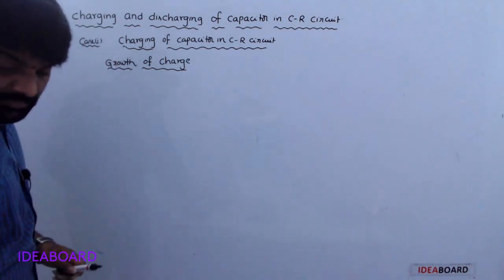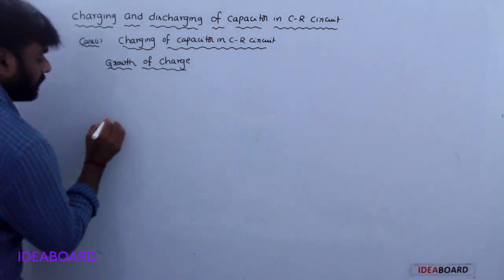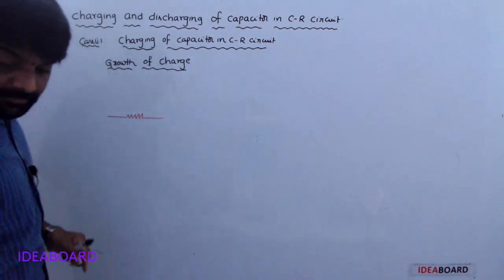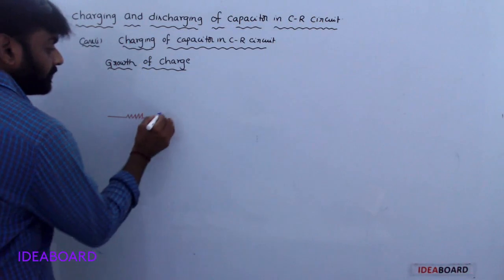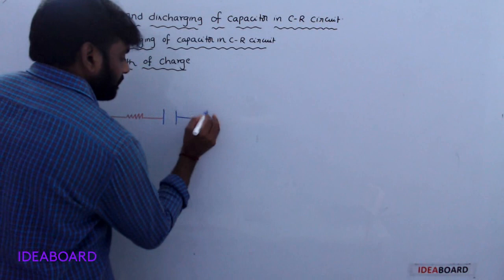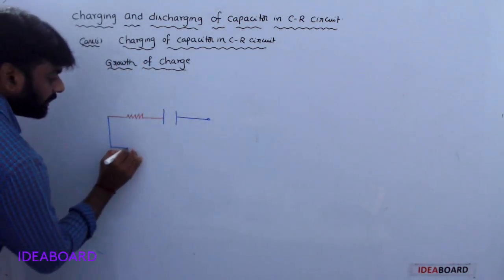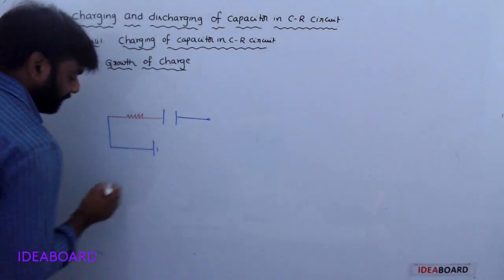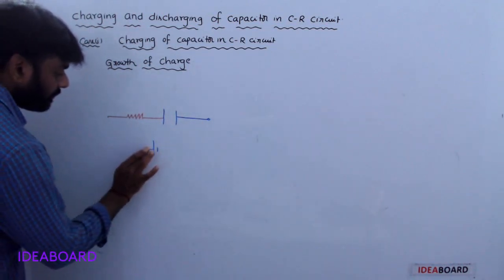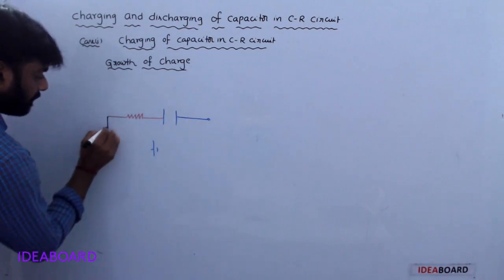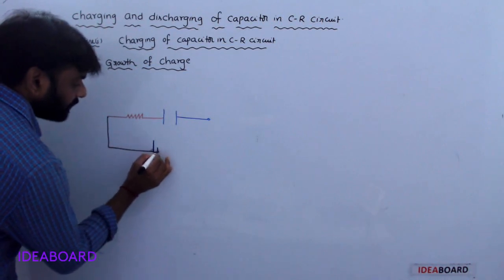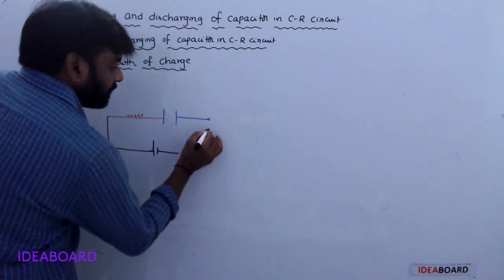First of all, it is a resistor. Now, this one is the capacitor. It is a battery. Okay. Key.